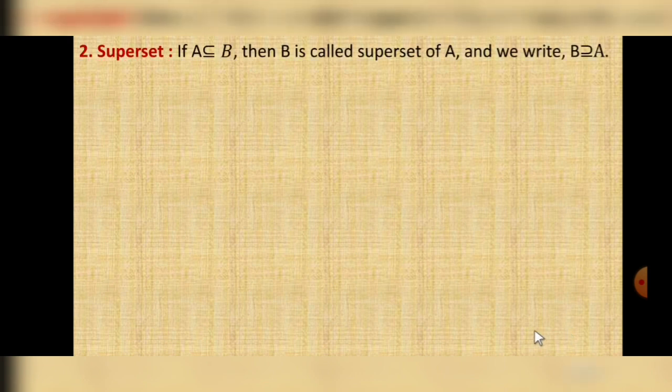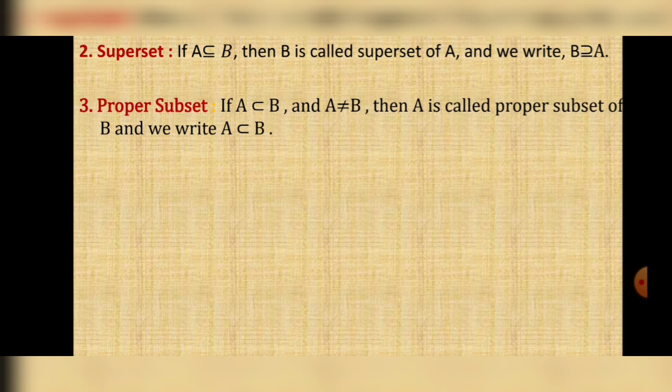The next concept is superset. If A is a subset of B, then B is called a superset of A, and we write this as B superset of A. So when A is a subset of B, then we call B a superset of set A.